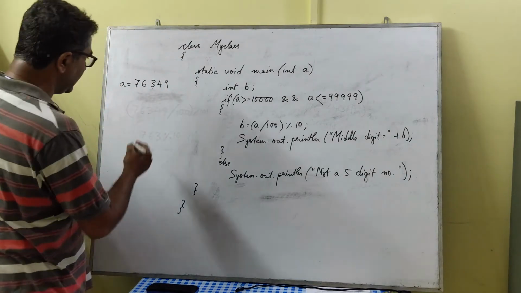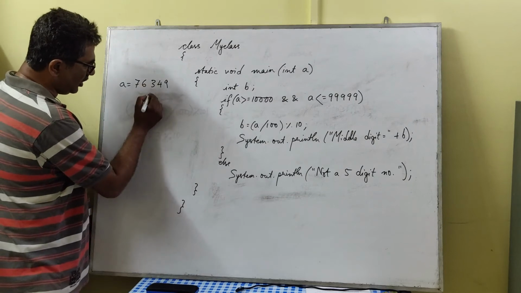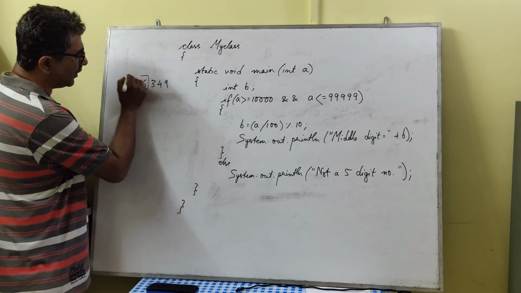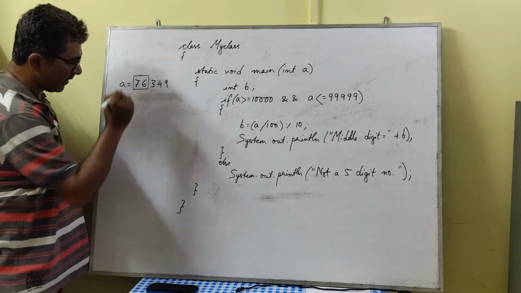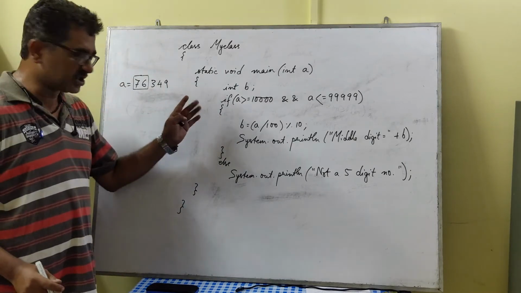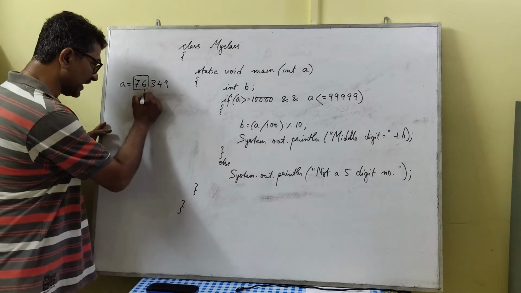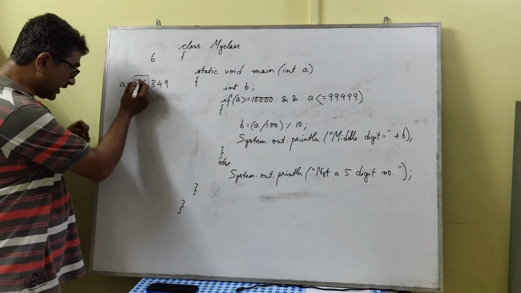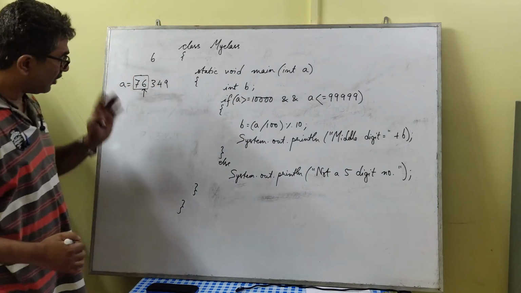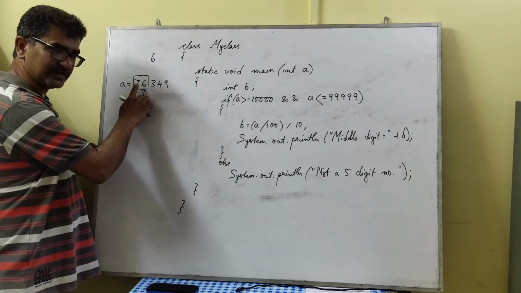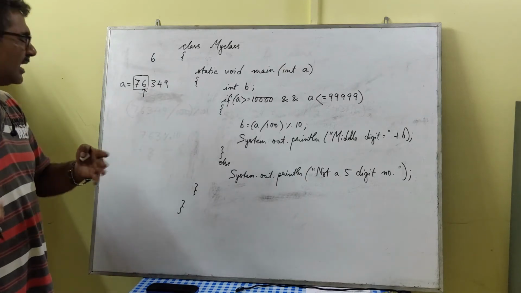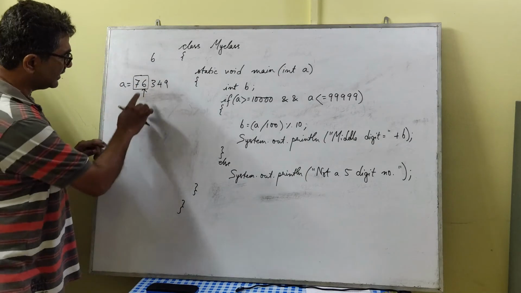What we are going to do is, we are going to ensure that we get only this part of the number. Out of this 5-digit number, since we want the second digit, that is 6, we are going to extract only this part of the number. Why this part? Once I get this part of the number, that is 76, when I write modulus 10, it always gives me the last digit.